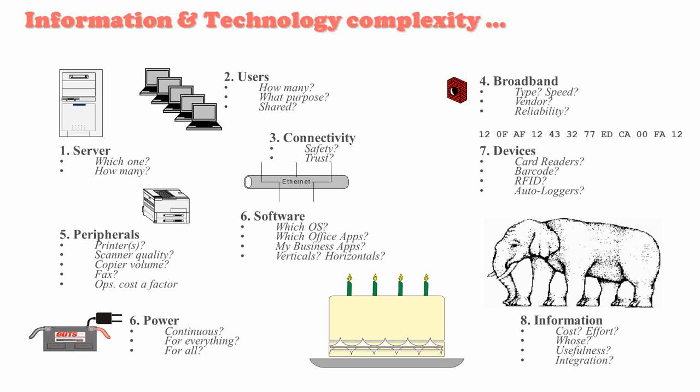At a level seven, we have devices. Devices such as card readers, barcode, RFID autologgers, which are similar to peripherals at one level, but they might not be discrete. They may even be built into your devices as well.